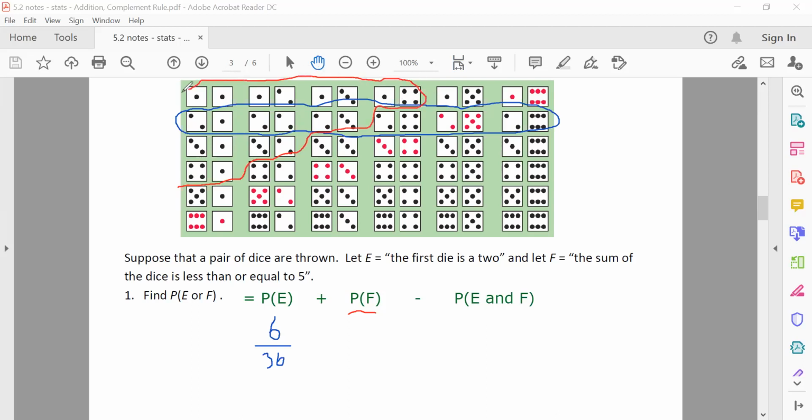Now being circled in red, those are all the cases where the sum of the dice, when you add the 2 dice together, is less than or equal to 5. And there's 1, 2, 3, 4, 5, 6, 7, 8, 9, 10 of those.